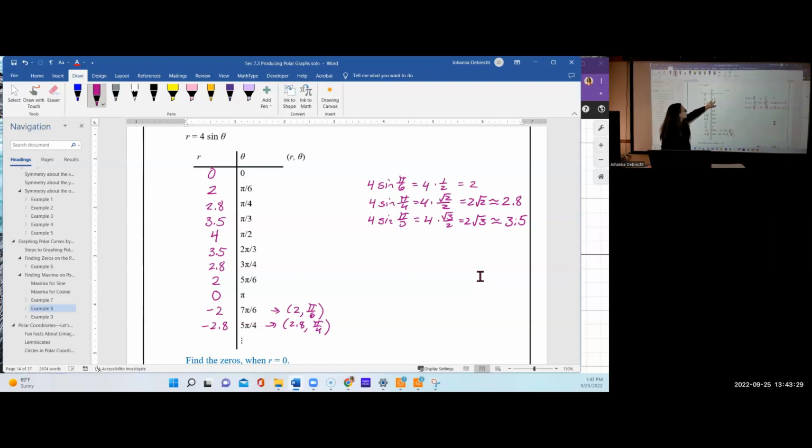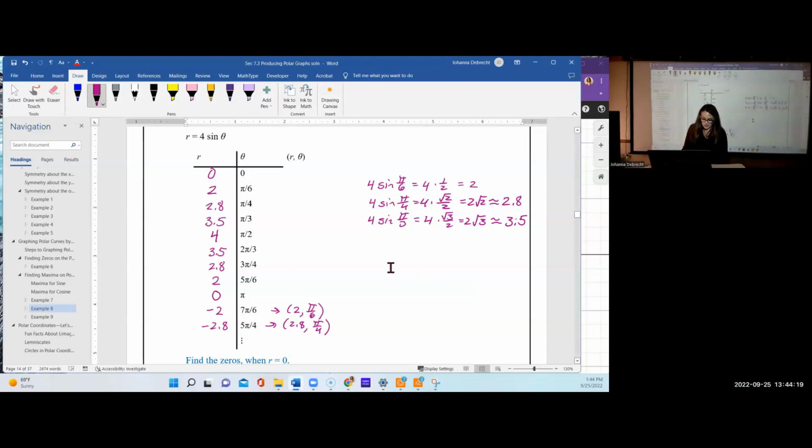When I plug in pi over 6, I get 4 times the sine of pi over 6. Sine of pi over 6 is a half, so I get 2. So this gives me the ordered pair 2 comma pi over 6, and so on as you come down here. Now notice down here, when I have 7 pi over 6, the sine of 7 pi over 6 gives me the same thing as the sine of pi over 6, but with a negative number. So this is also going to give me a 2, but a negative 2. Now, because of the way the negative radius is defined, this is actually going to plot on the 180-degree opposite quadrant. So instead of on 7 pi over 6, it's going to plot on the pi over 6 line. And instead of negative 2, it'll plot 2, which is the same point we got up here.